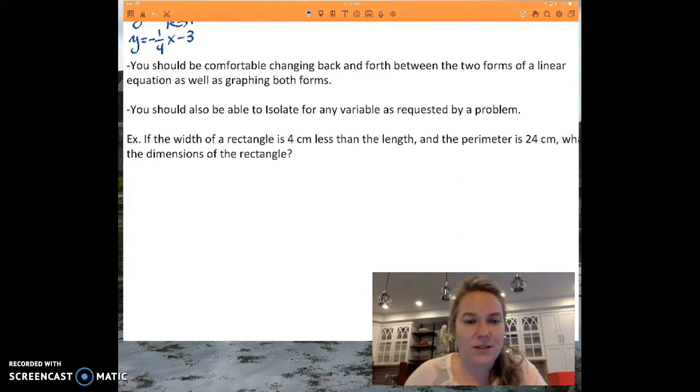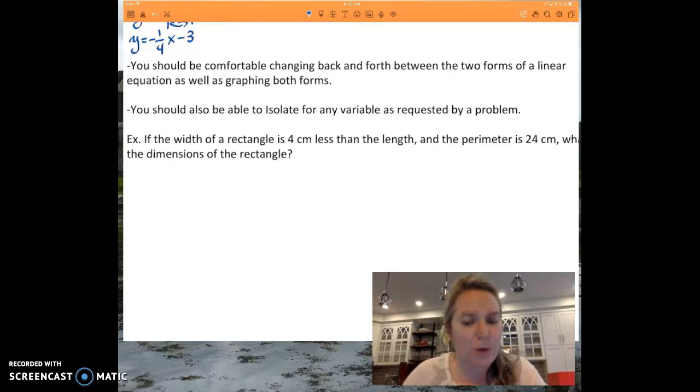So as it says here, you should be comfortable changing back and forth between the two forms of a linear equation, as well as graphing both forms. You don't necessarily have to change standard form into y equals mx plus b in order to graph it. It doesn't have to be slope-intercept form, just sometimes depending on the numbers that's easier. But you need to be able to graph from standard form and from slope-intercept form, as well as convert between the two really quite comfortably. You should also be able to isolate for any variable as requested by a problem.